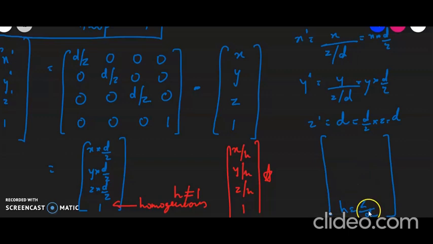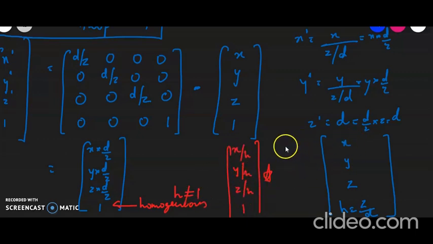Okay, so I am writing my homogeneous value as Z upon D, and now I'm writing this as X, Y, and Z. Right? So ultimately what will happen, students? Ultimately, what is the formula? X upon H. If H is not equal to 1, what is the value? X upon H, Y upon H, Z upon H.